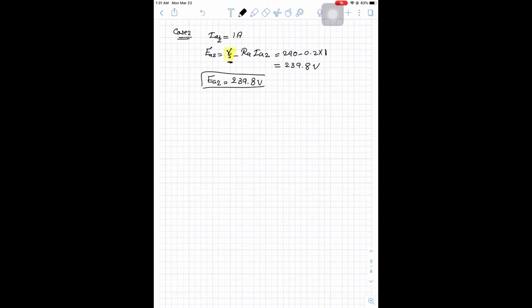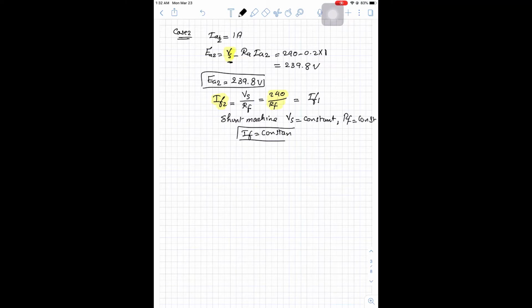So now we know that E armature 2 equals 239.8 volt. Now can we calculate I field in case 2? I field will be V source divided by RF. V source is 240 and RF is unknown. As you can see, this value is exactly the same as the I field of the first case, I field 1. So as we can see here, for a shunt machine, when V source is constant and RF is constant, IF will be constant.